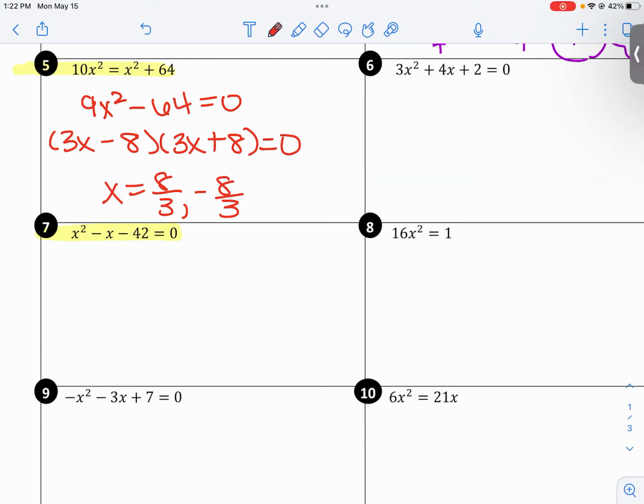So much easier than the quadratic formula. But if you want to use the quadratic formula, it's totally fine. Raise your hand if you use the quadratic formula. I couldn't still figure it out. Did you get 8/3 and negative 8/3? I was still trying to solve it. Perfect. Okay.